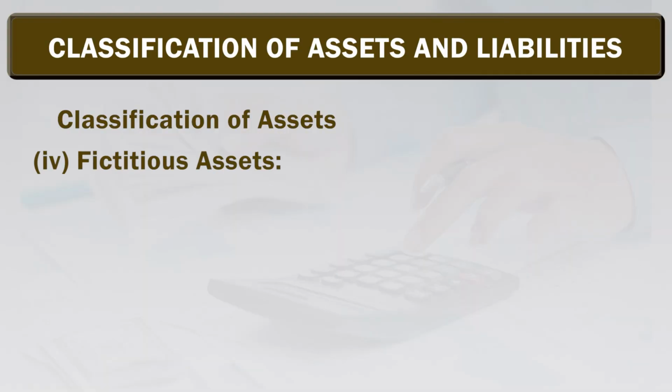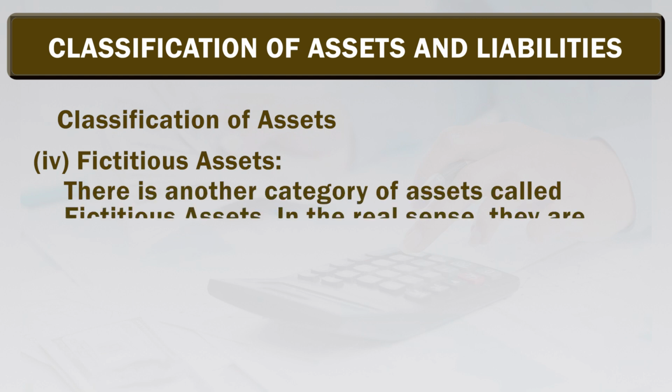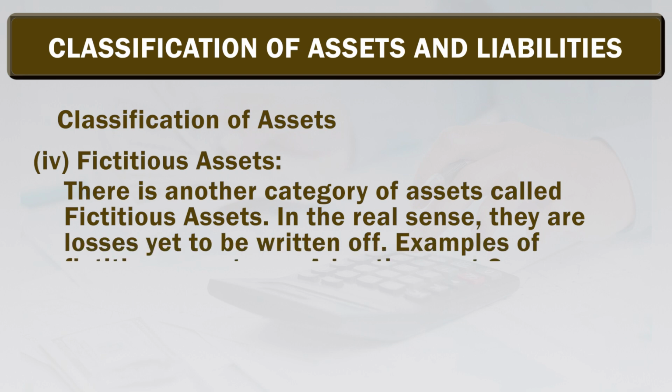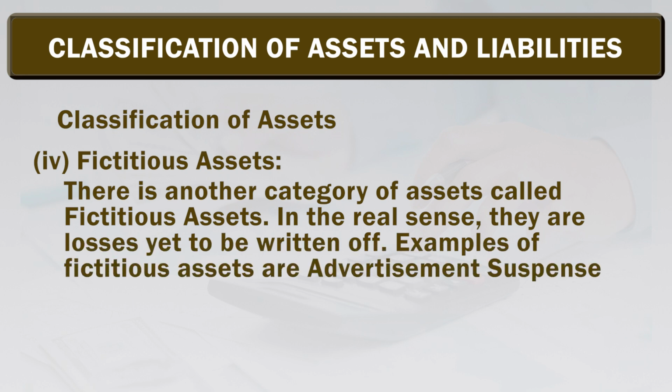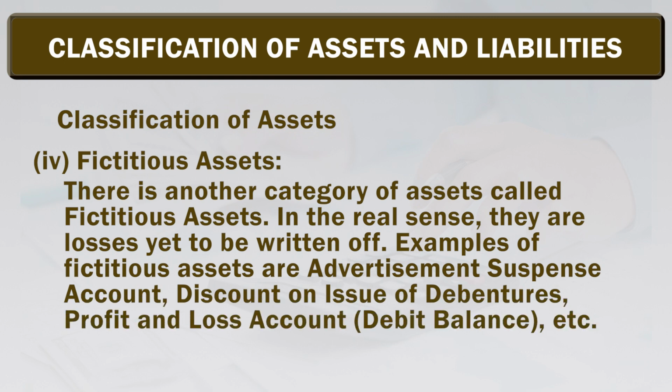The fourth asset in the balance sheet to be disclosed is fictitious assets. There is another category of assets called fictitious assets. In the real sense, they are losses yet to be written off. Examples of fictitious assets are advertisement, suspense account, discount on issue of debentures, profit and loss account debit balance, etc.